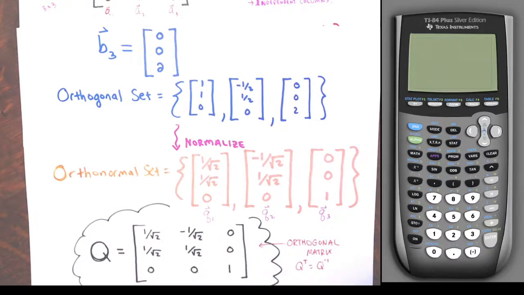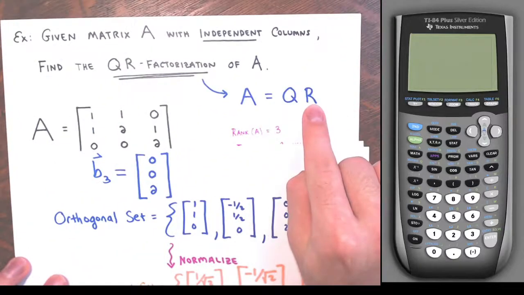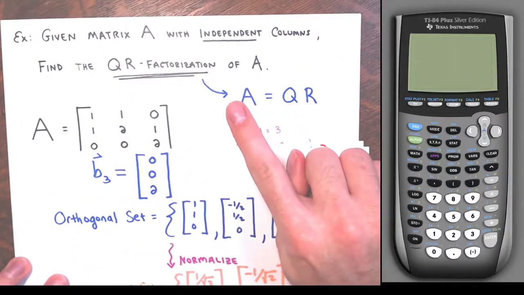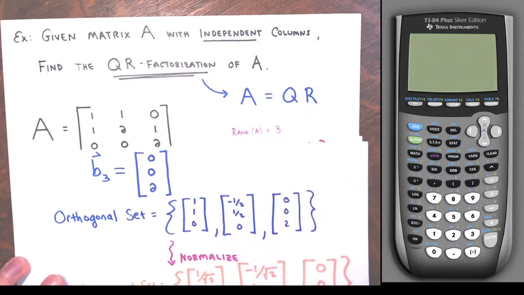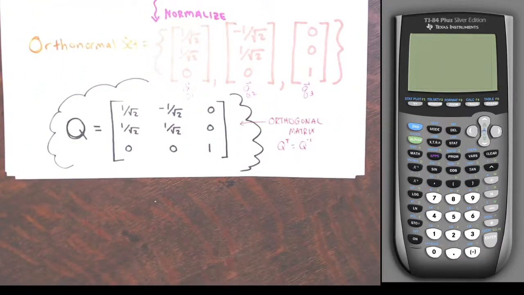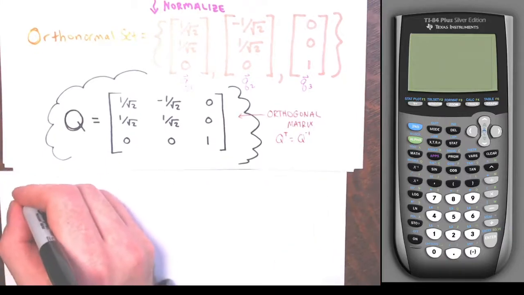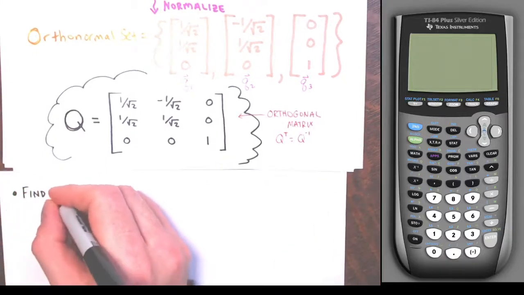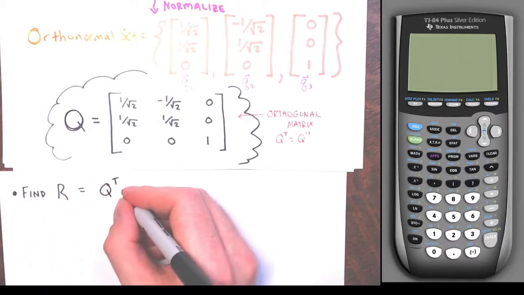Okay, so I've got matrix Q, and as I mentioned, to find that matrix R, I simply multiply on the left by Q transpose. So R is Q transpose A. I've got Q here, and let's now find R. That was step 1, find Q. Step 2, find this R, which again is going to be Q transpose times A.